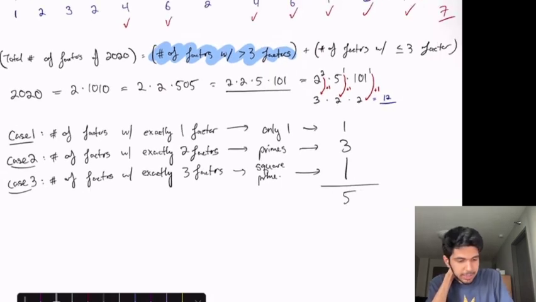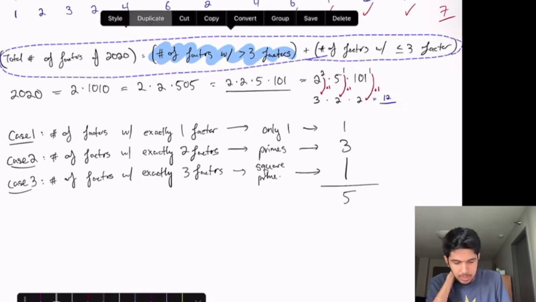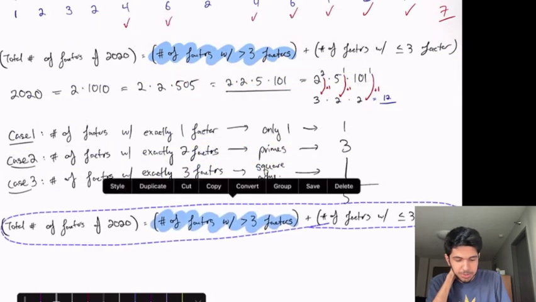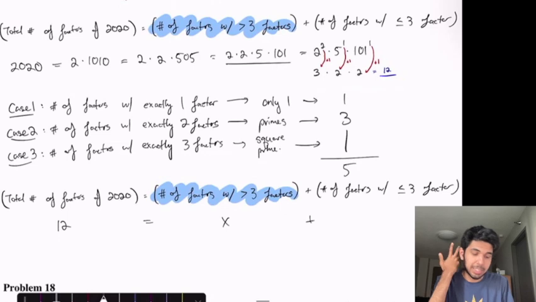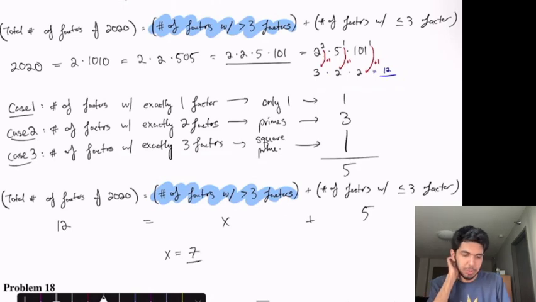So if we come back to our equation up here, we can solve for the blue highlighted region because we know the total number of factors is 12. I'll just say that this is equal to x. And we said the total number of factors with less than or equal to 3 factors is 5, so x equals 7, which is what we got above.